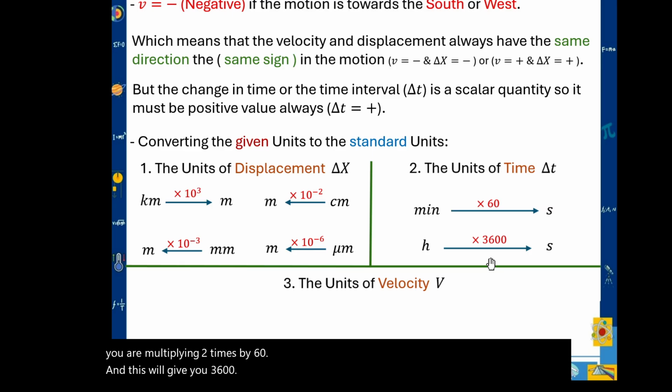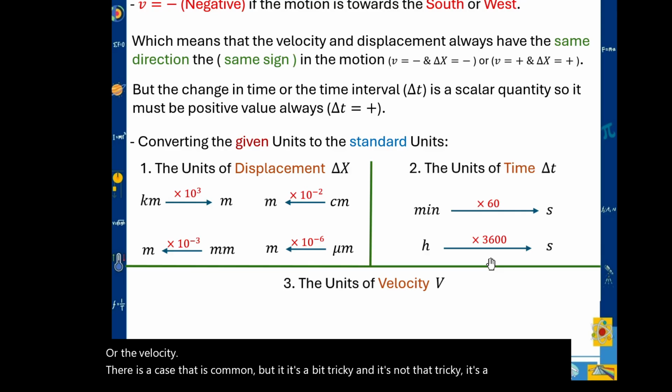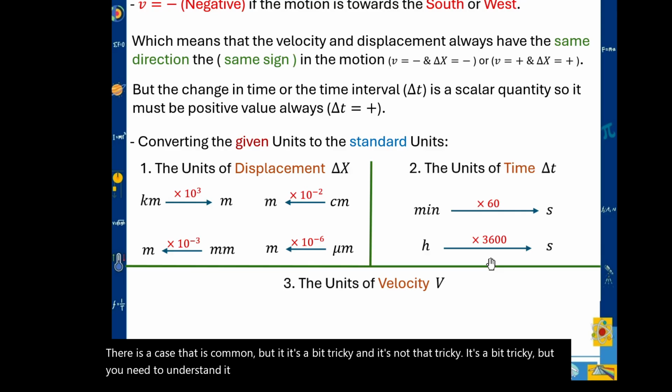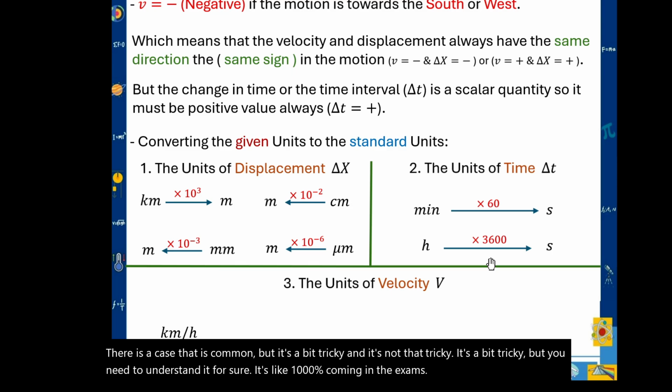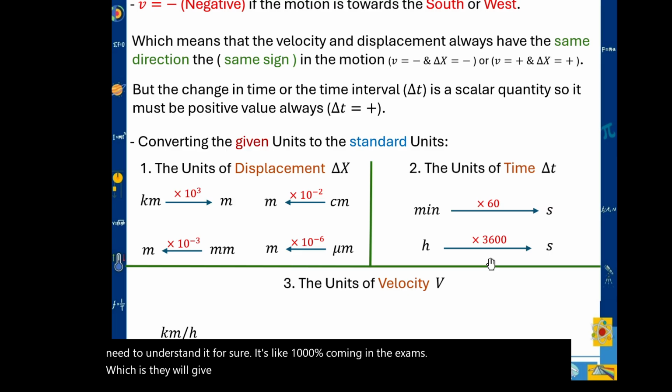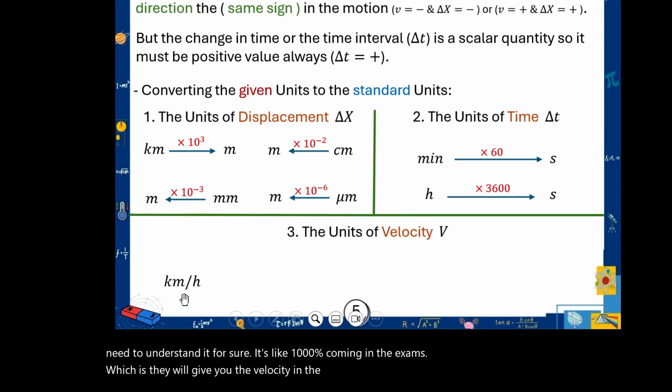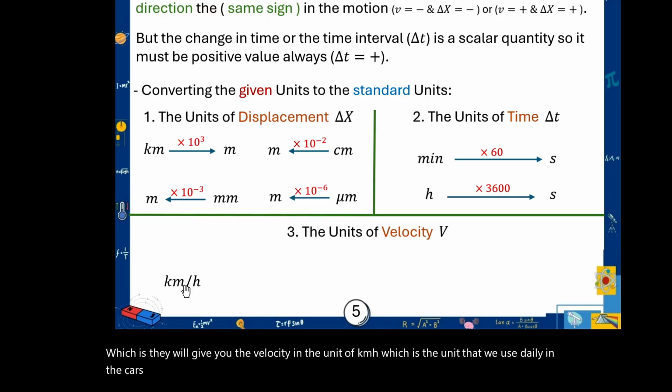For the velocity, there is a case that is common, but it's a bit tricky. It's a bit tricky, but you need to understand it for sure. It's like 1,000% coming in the exams, which is they will give you the velocity in the unit of kilometers per hour, which is the unit that we use daily in the cars, for example. So this unit, we don't use it in the questions when we solve.